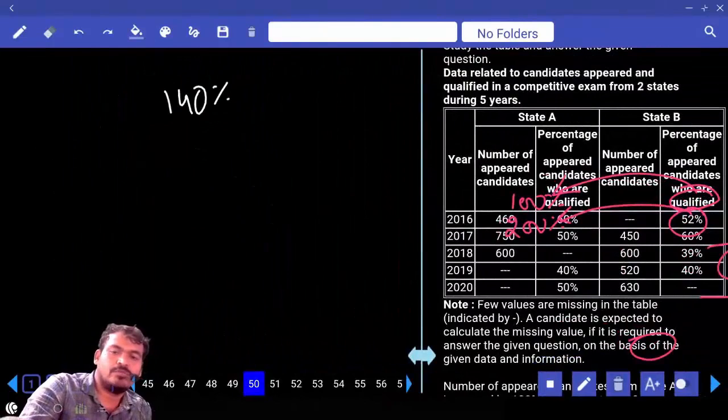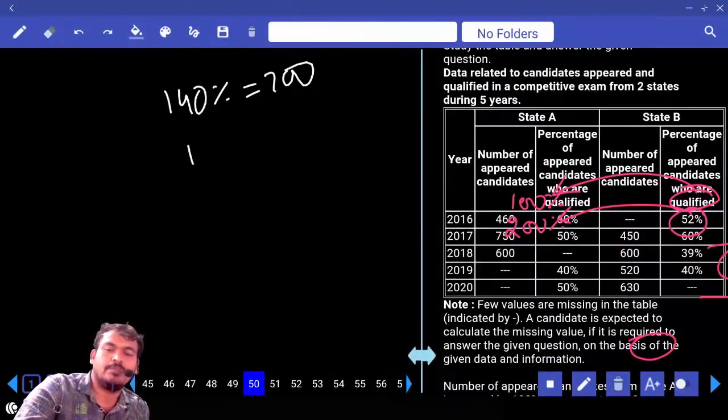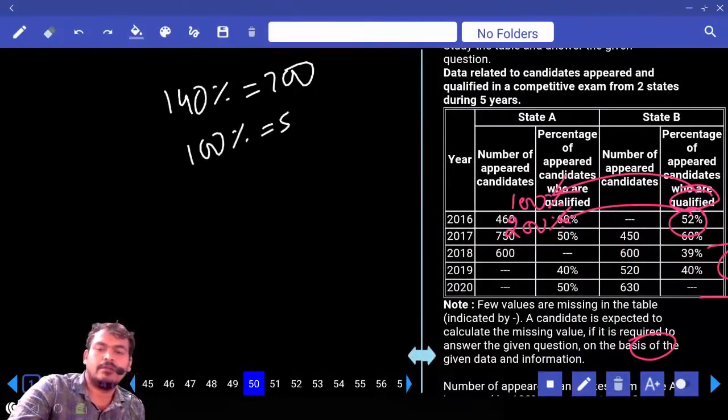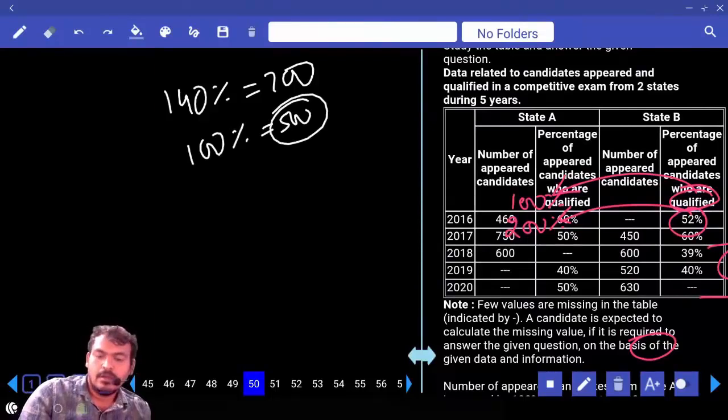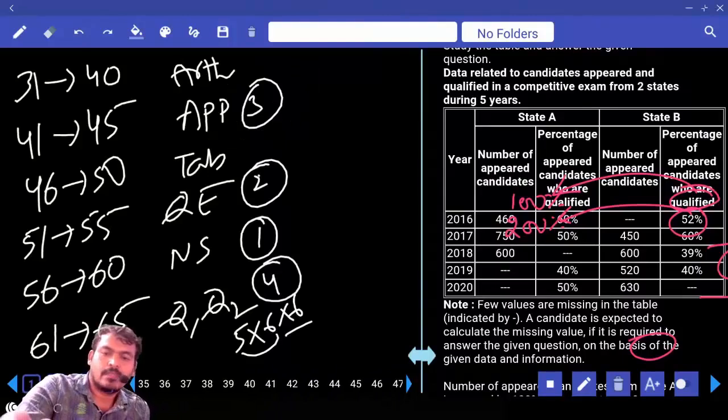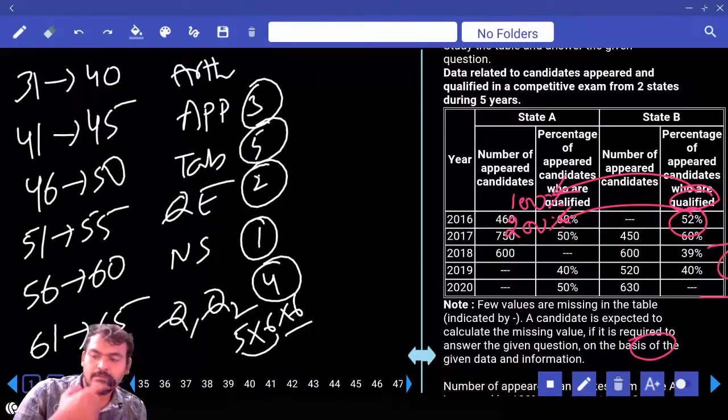140% equal to which one? 700. 100% will be 500. Next. Table are complete. Next. Last one.